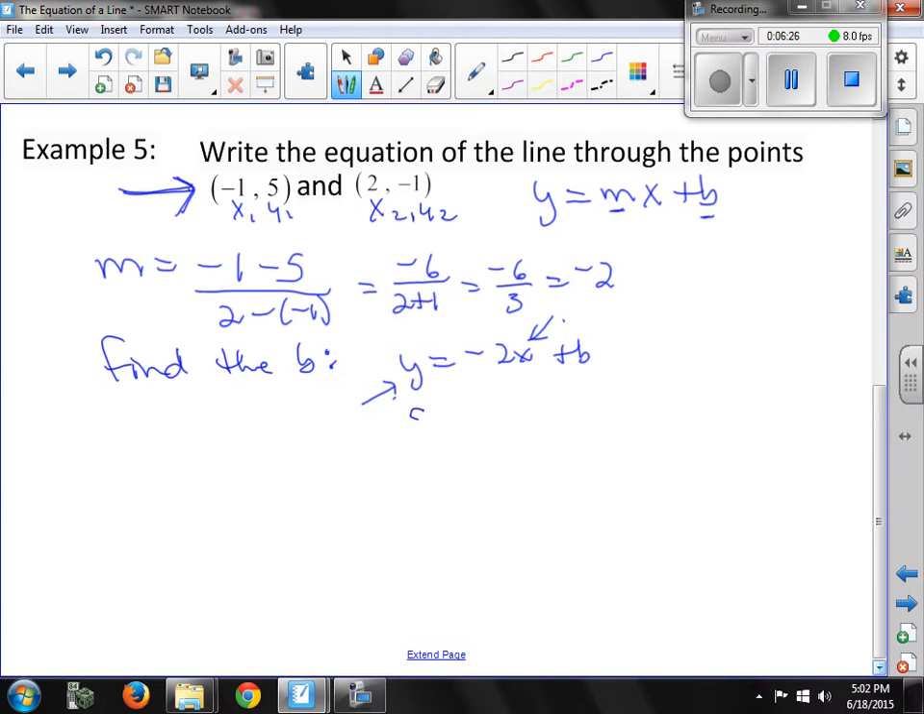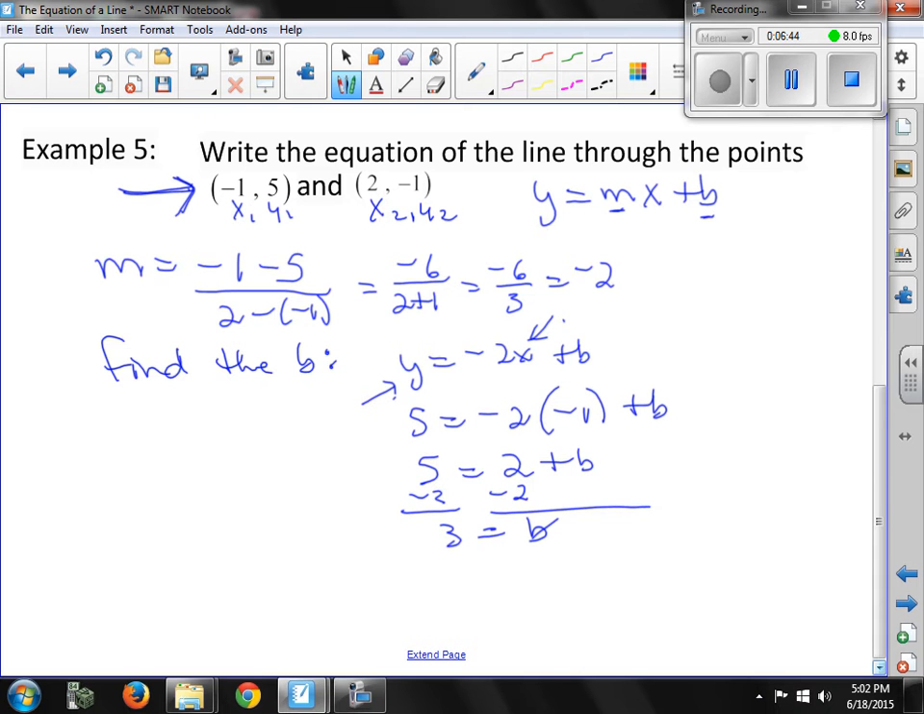So y is 5 equals negative 2 times x is negative 1 plus b. 5 equals positive 2 plus b. Subtract 2 from each side. So my b is 3. I have to roll that back in to finish my equation. So y equals negative 2x plus 3.